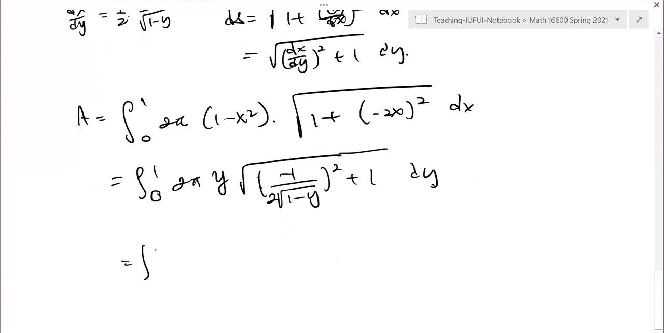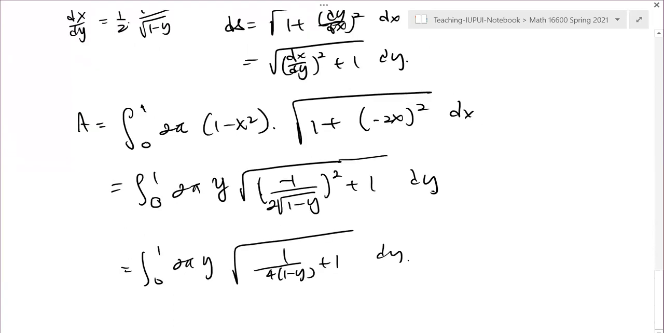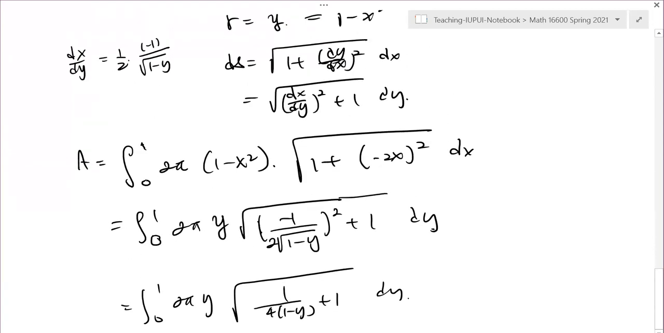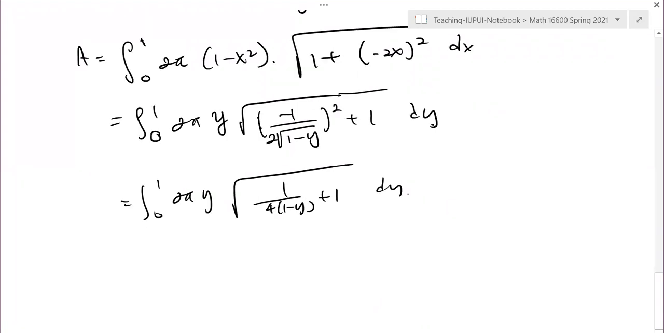So you simplify, it's 4 times (1 minus y) plus 1, and dy. I'm not sure we are able to evaluate the second integral. Definitely the integral with respect to the x variable is very complicated. The second one is also complicated. So we just set up the integral. That's all we need. Okay, got it.